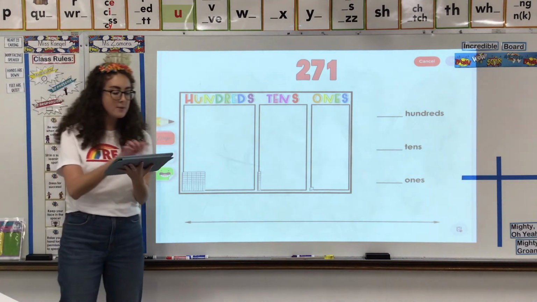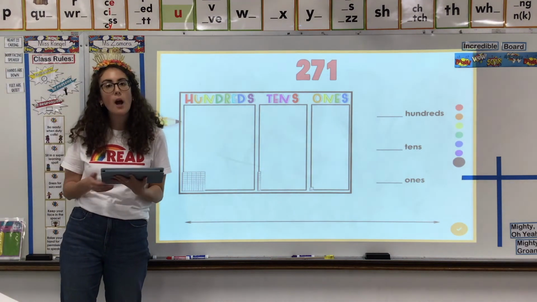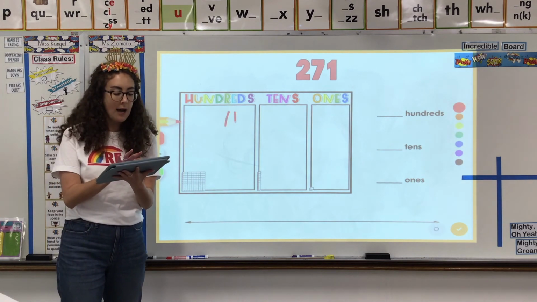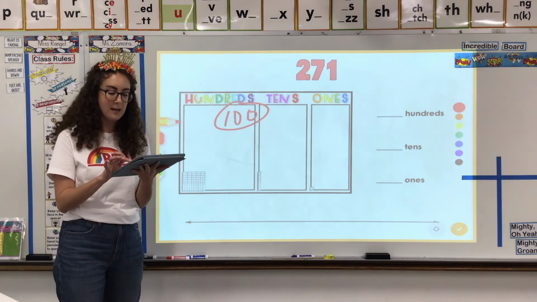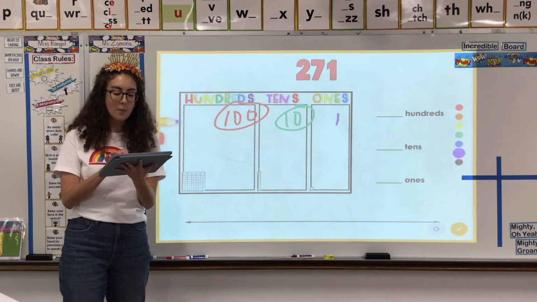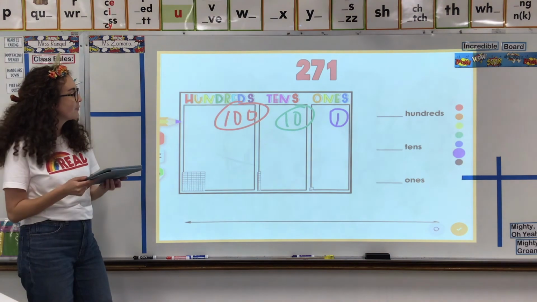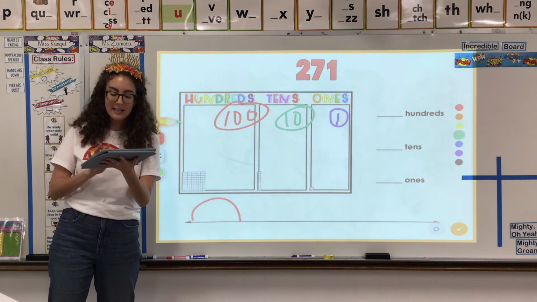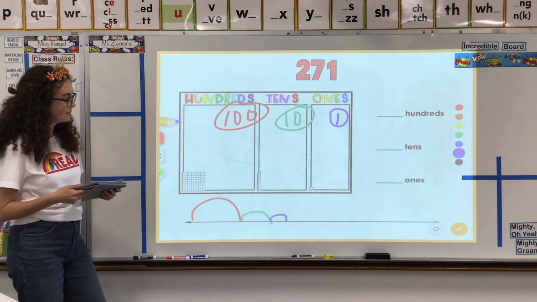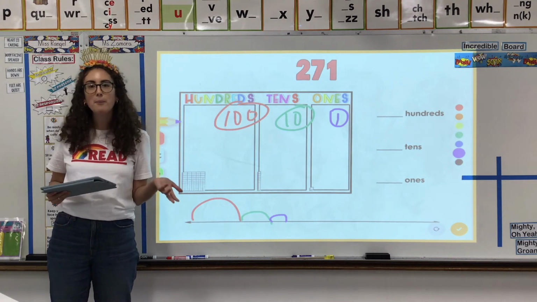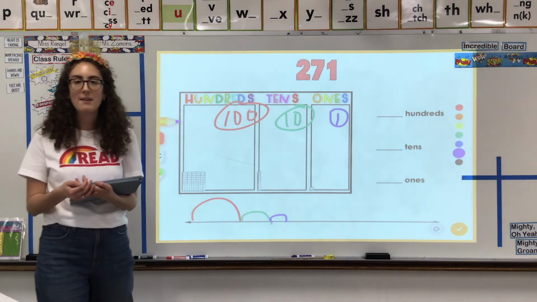Something that might help you second grade is to maybe draw each unit in its own color. For hundreds, I could do red. For tens, I could do green. Or for ones, I could do purple. And that way, on your number line as well, you can really see the difference between each jump. That's just one way you can do it. If you want to work in all black as well, that's totally fine.